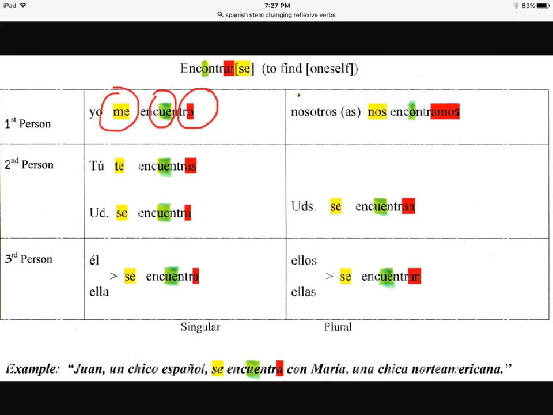But you can do it. You've been doing it this whole time, and this is just going to seal the deal for you, and you're going to be an expert after this. Just remember, nosotros is the one that we don't stem change. They're just showing you there, it stays in O right there.